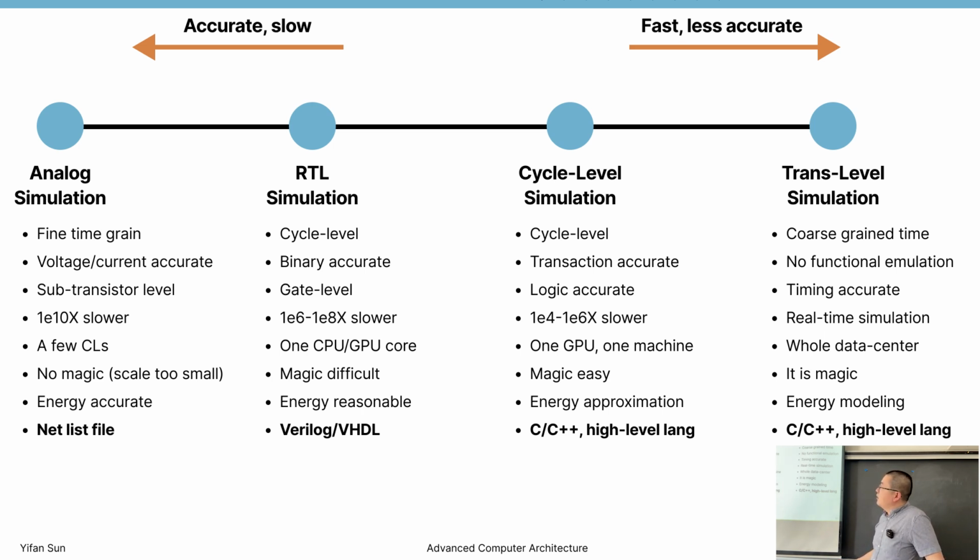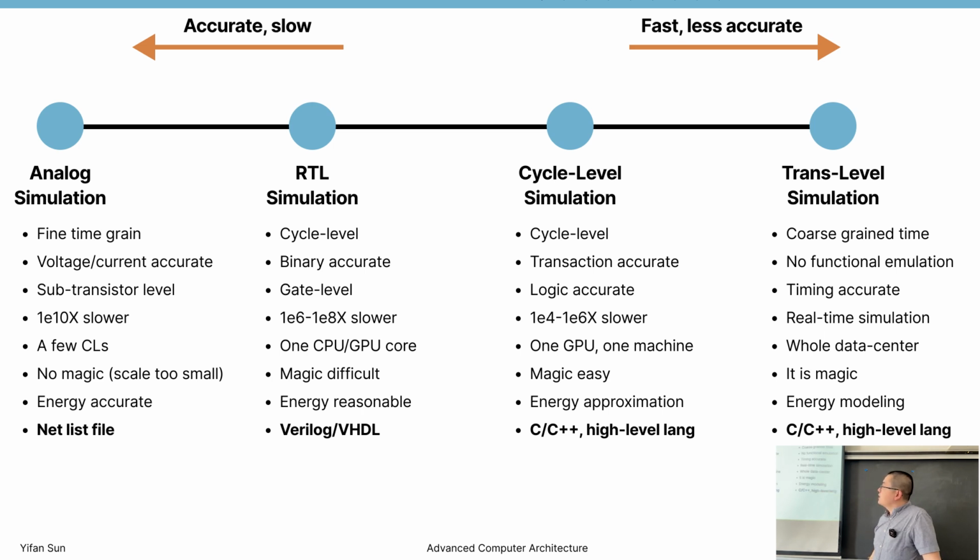Then for cycle level simulation, most of it these days is implemented in C or C++, but we use Go. We like to use Go. It's really easy to implement in the language. For transaction level simulation, it's still C or C++, but if performance is not a big concern, then some people even use Python to run simulation, or MATLAB.